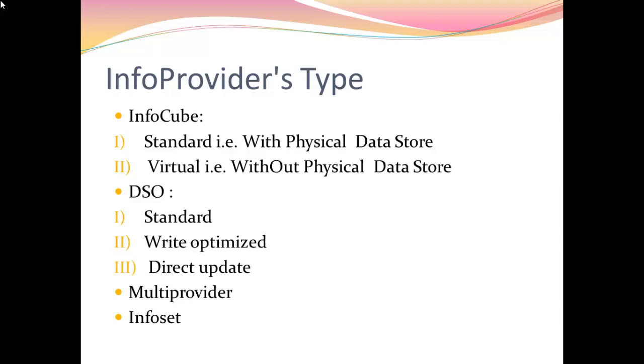In a standard InfoCube, data cannot be loaded manually, so planning is not allowed. Whereas in a real-time InfoCube, we can load the data manually, and so planning can be done. So it is mostly used by APO or BPC consultants.